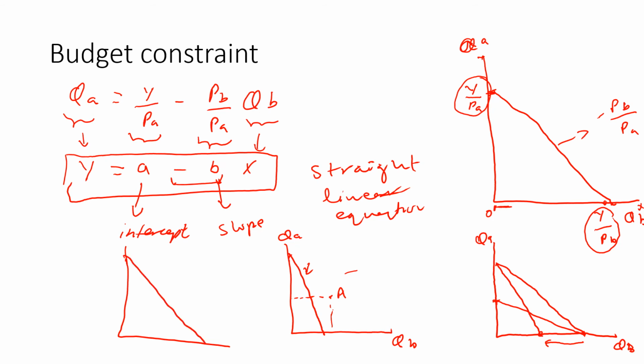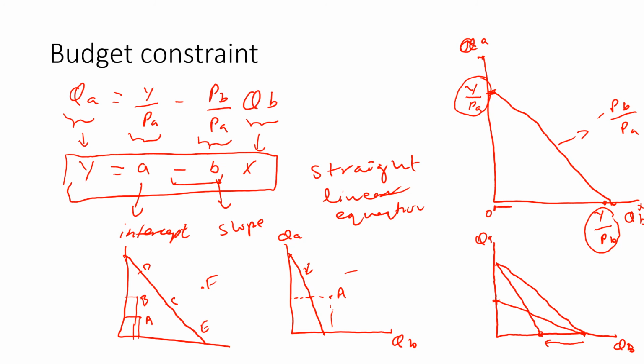This is our budget line. We can consume on point A, we can consume on point B, we can consume on point C, we can consume on point D as well as on point E, but we cannot consume on point F. Why is that? F is outside our budget, but if we consume point A or point B, the baskets are within the budget and will leave us with a certain amount of saving. We are not spending our entire budget.